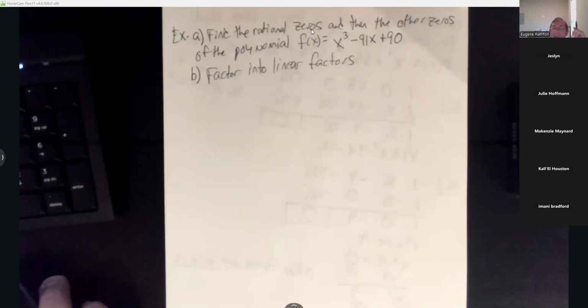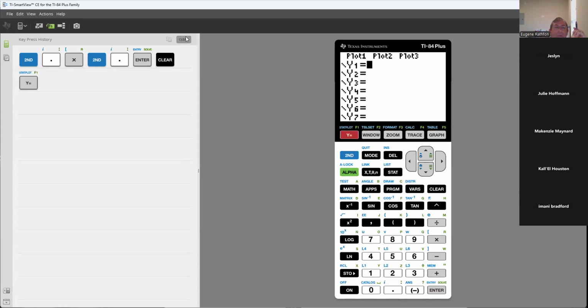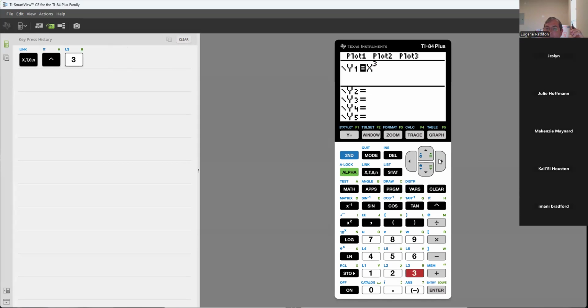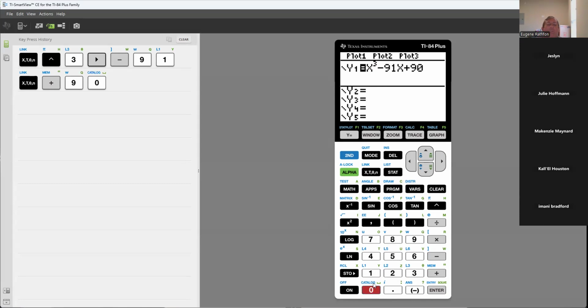So I'm going to share my calculator. I'm going to clear all that off and go to y equals. And y'all, I'm going to put my polynomial in here. I had x to the third, arrow right, and then I had minus 91x, and then plus 90. What I'm looking for is at least one x-intercept where it crosses over the x-axis. So I'm going to graph it and see what this looks like.